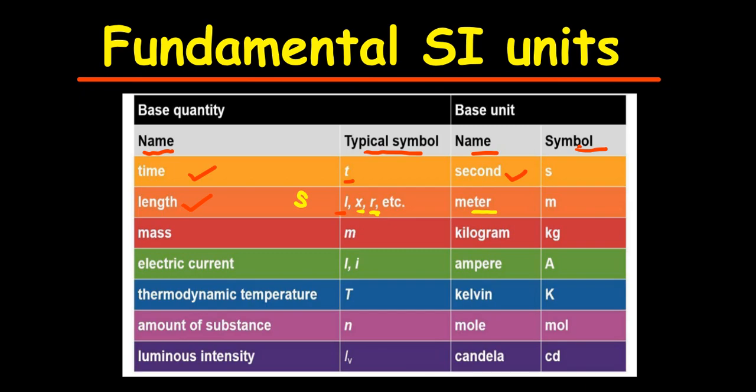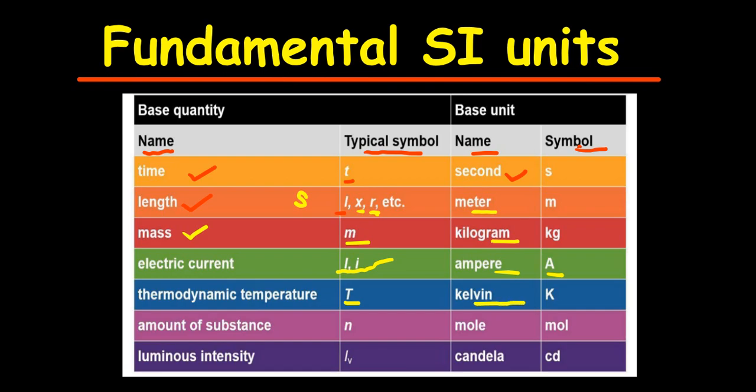All right, and then we can talk about the mass. Its symbol is M, and the SI unit is just the what? The kilogram. And then for the current, the symbol is I, capital letter I or small letter i, and the unit is the ampere, and the symbol for the ampere is a capital letter A. And then we have thermodynamic temperature, represented by capital letter T, and its unit is the kelvin.